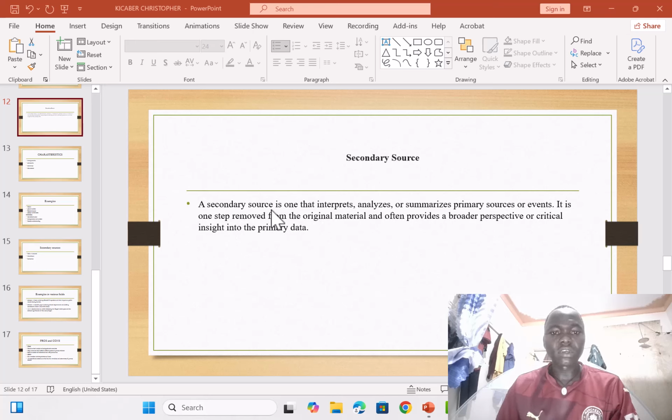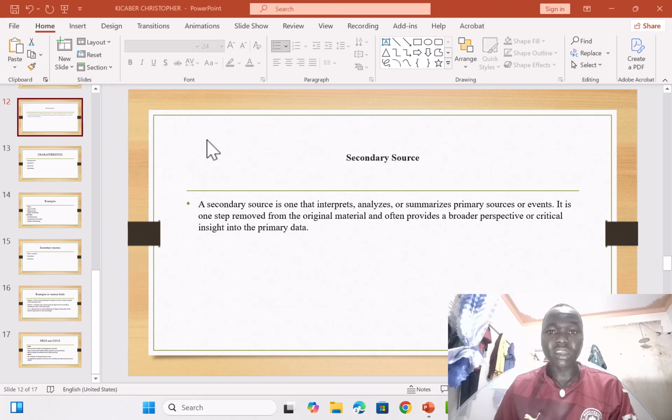A secondary source is one that interprets, analyzes, or summarizes primary sources. It is going to summarize all the primary source events. It is one step removed from the original materials, meaning the material in a secondary source is no longer original; it is kind of interfered with. So they're not firsthand, and often provide a broader perspective or critical insight into the primary data. They help to analyze, interpret, and summarize the data of the primary source. That is the work of a secondary source.